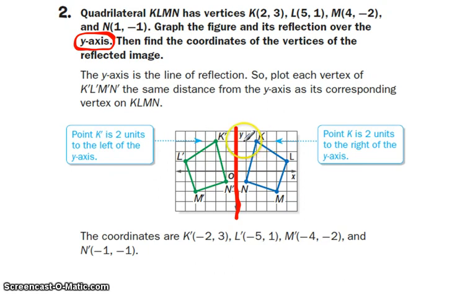This point K is 2 units from the line y, which means K prime has to be 2 units from the reflection line. Same thing with each point, and all you have to do is count. Like point M is 1, 2, 3, 4, which means M prime needs to be 1, 2, 3, 4 points away. So right now, pause the video and try your got it problem.